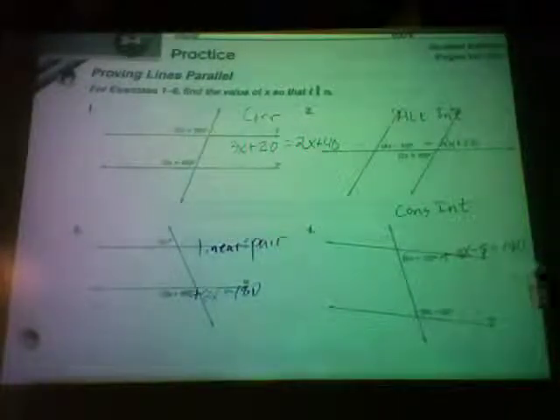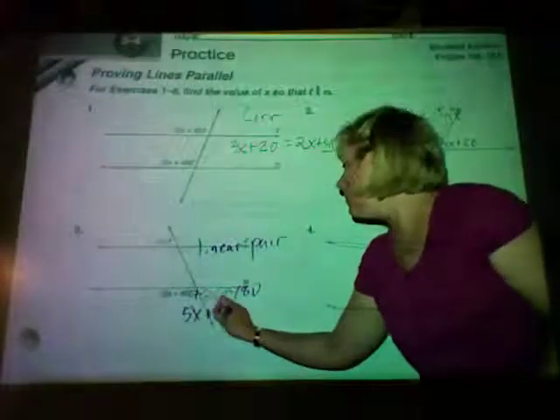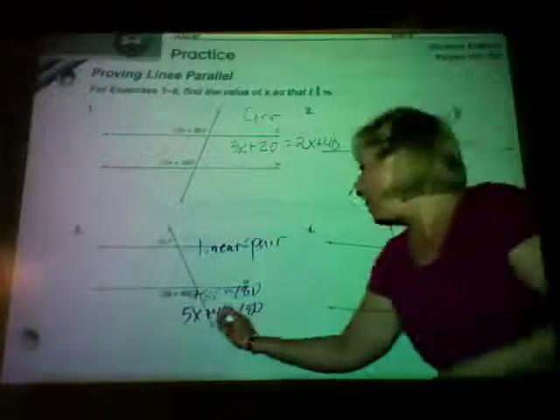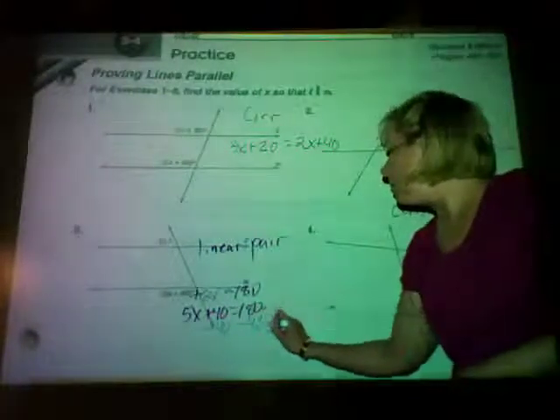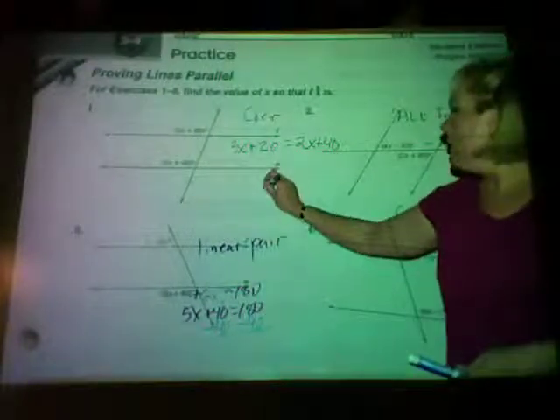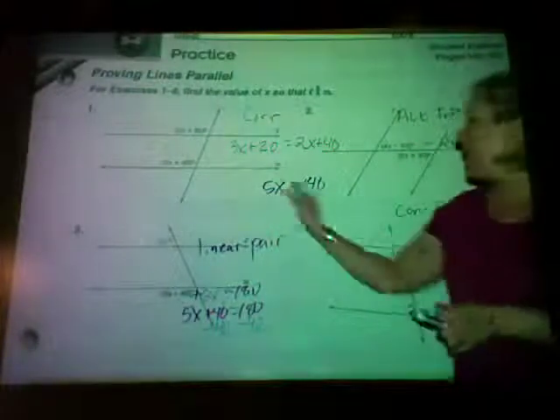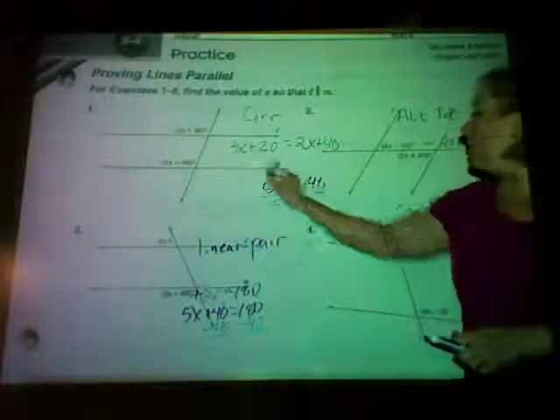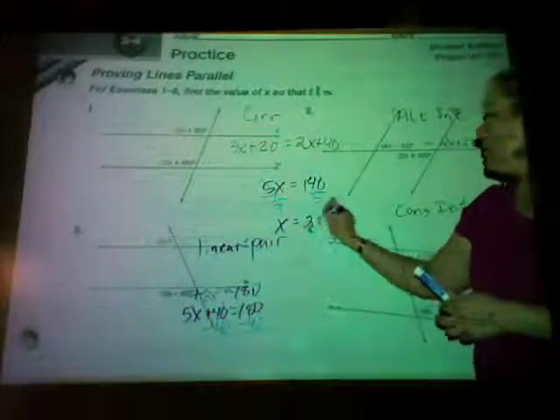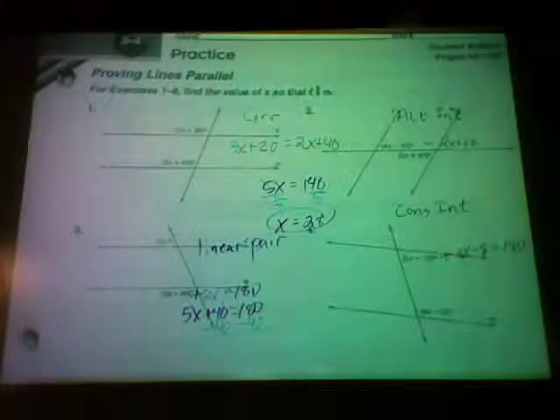So you should have gotten 5x plus 40 equals 180. Subtract 40. And I'm going to work up here because I'm running out of room. 5x is equal to 140. When you divide it by 5, what did you get? You did indeed get 28. So if the lines were parallel, x would have to be 28.